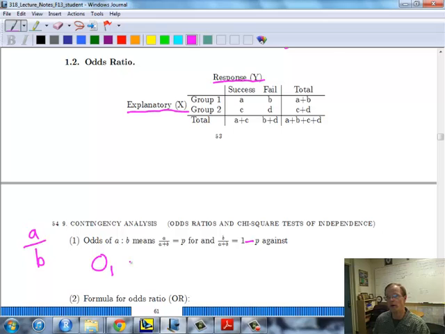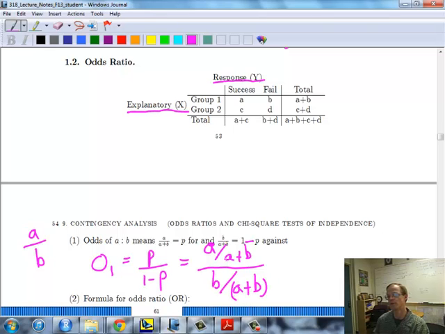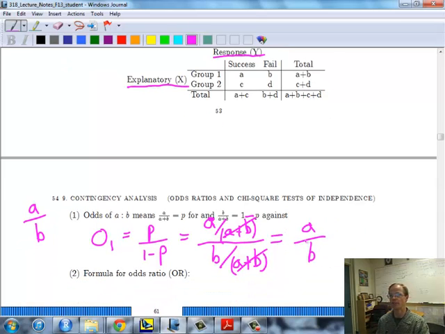odds in group 1 is P over 1 minus P. It's the proportion of successes over the proportion of failures. And if you write that out, you're going to get A over A plus B all over B over A plus B. These are in parentheses, of course. And these A plus B's in the denominators cancel, and I get that A over B. Now, that's simply the odds of success in group 1.